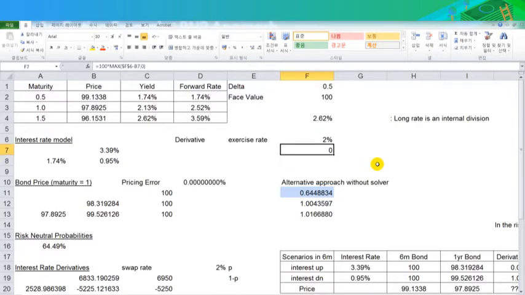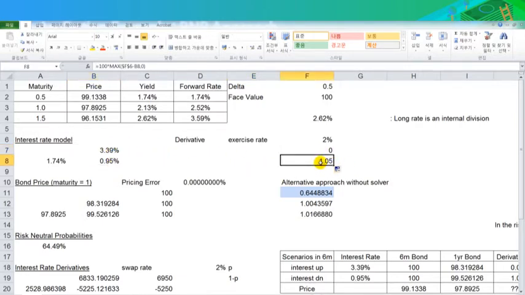Not surprisingly, when the interest rate is 3.39%, the payoff is 0 because it's higher than the exercise rate. But if the interest rate goes down to 0.95%, the payoff is 1.05. So 2% minus this rate, multiplied by 100. Depending on this interest rate, we have this payoff, and this interest rate, this payoff.